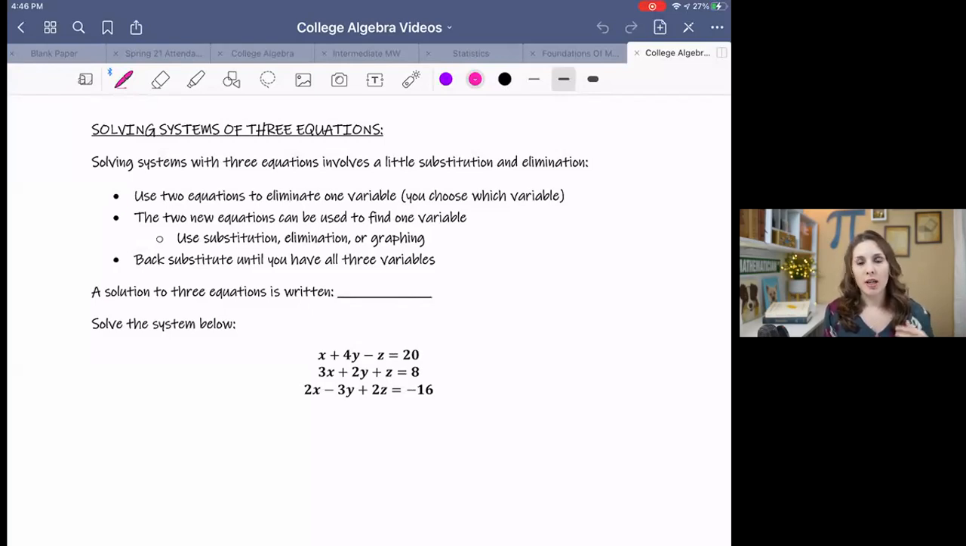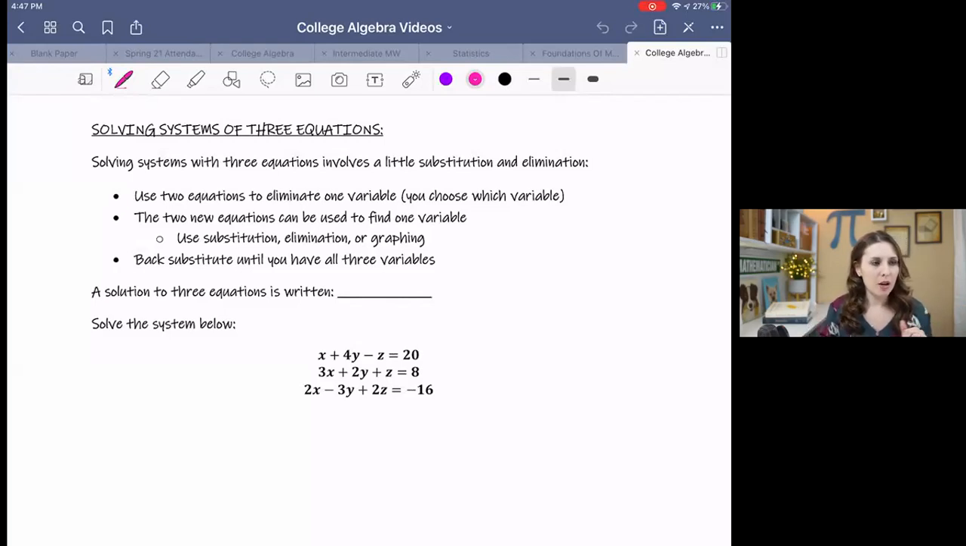So this might mean maybe it's a concession stand and there are three different items being sold or something like that, and we need to know the price of each item or how many of each item sold. Things like that is where you can apply this. But we will start this lesson.